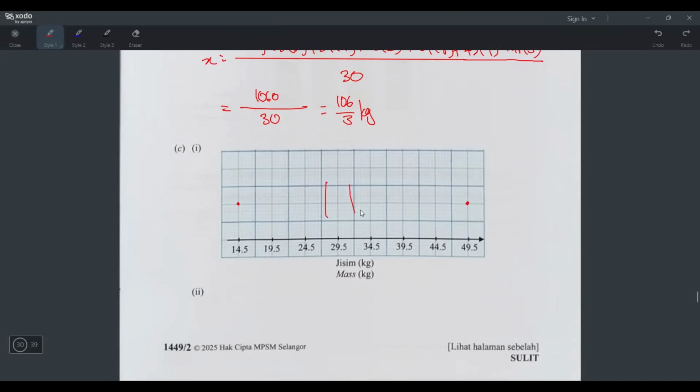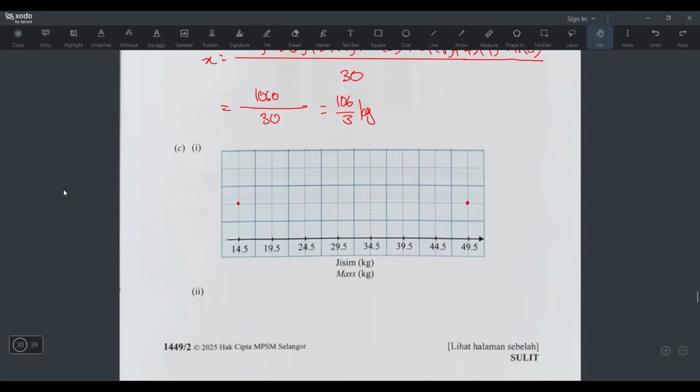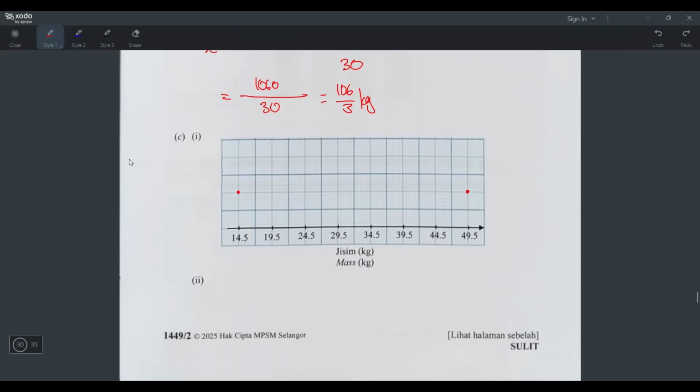Now we have to get the Q1, Q2, Q3. For the Q1, Q2, Q3, you have to do some working first. So you have to skip one line, Q1 equals, skip one line, Q2 equals, skip one line, Q3 equals. Okay, why do I have to skip one line? Because for Q1, you have to take 1 over 4 times the total frequency. Q2, you have to take 1 over 2 times the total frequency.